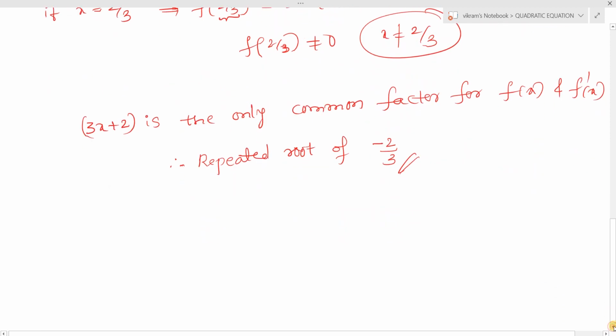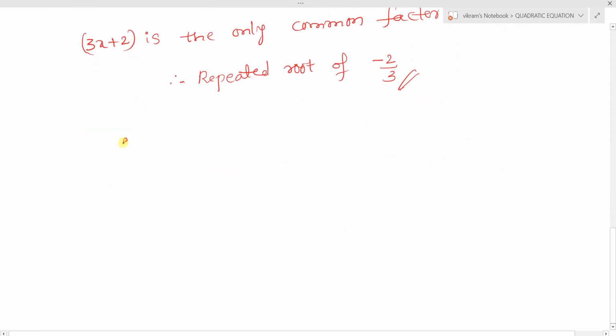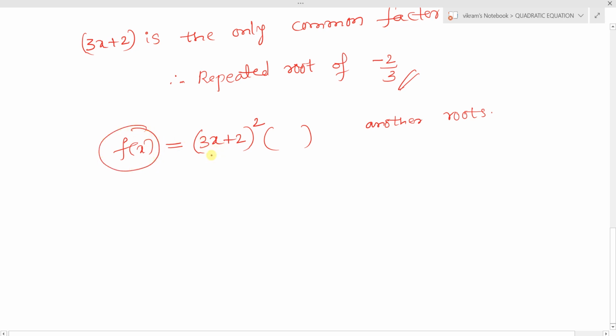Now clearly, f of x has 3x plus 2 as a repeated factor, so it is 3x plus 2 whole square into some other factor. We need to find the other root. How to find the other root? Use synthetic division of the given cubic equation by the factor 3x plus 2 whole square.